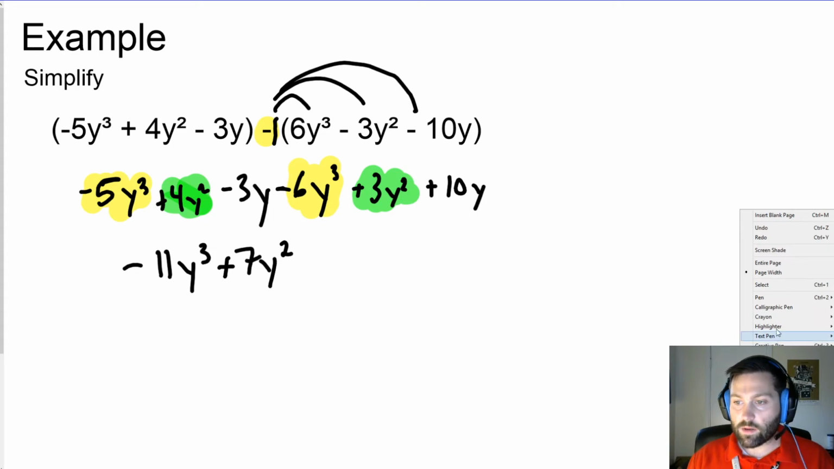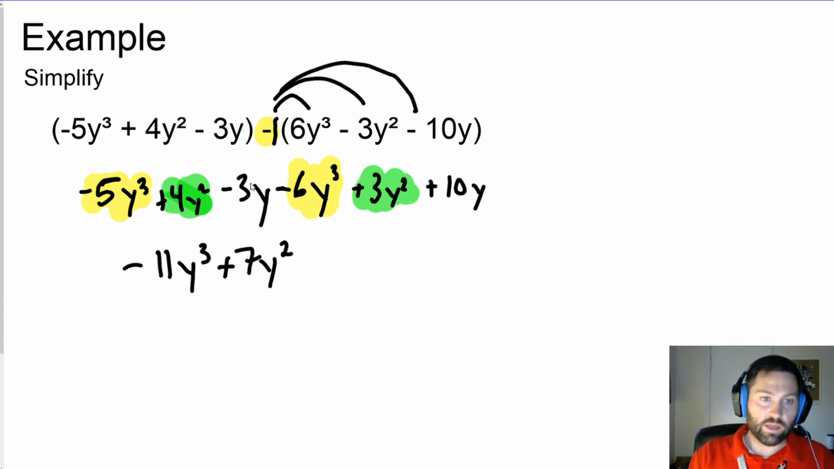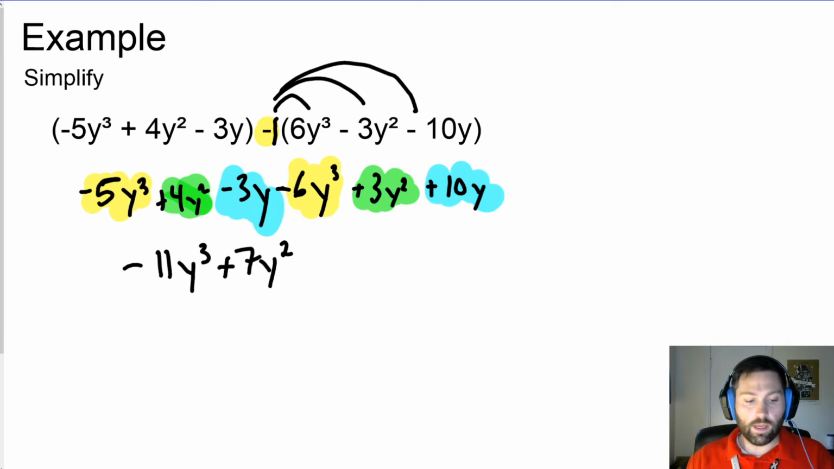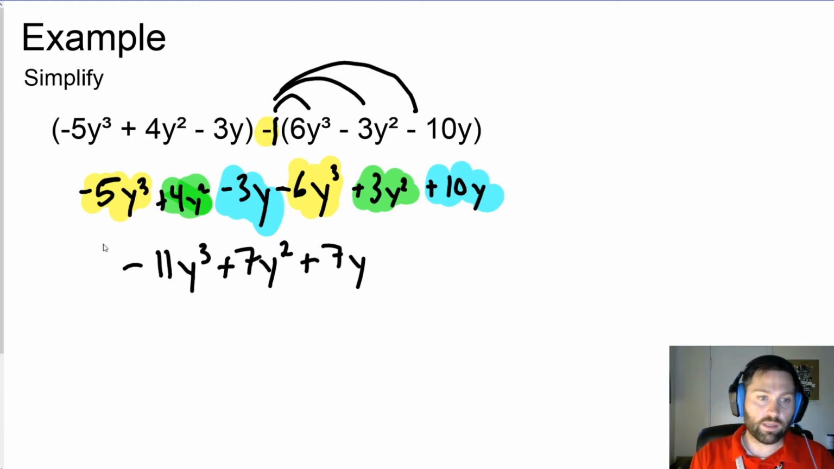And the last color highlighter that I'm going to use is going to highlight the negative 3y plus 10y. So if I've got negative 3y and then I add 10y to it, I'm going to end up with positive 7y, and that's how I will write my simplified expression.